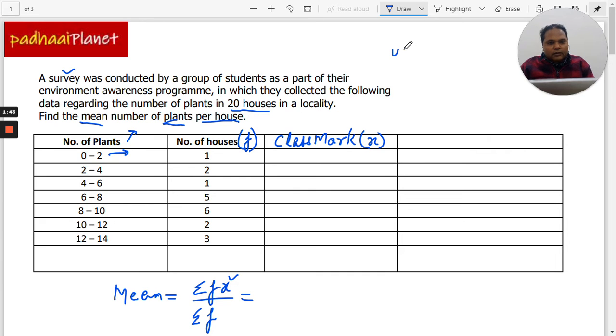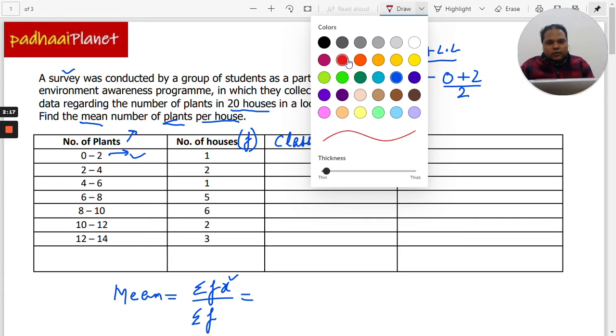Class mark is upper limit minus the lower limit of the class divided by 2, right? Sorry, this is plus. Okay, so upper limit plus lower limit divided by 2. If we want to find the class mark for this particular interval, it is 0 plus 2 divided by 2, and the answer is going to be 1, right? So this will be 1.